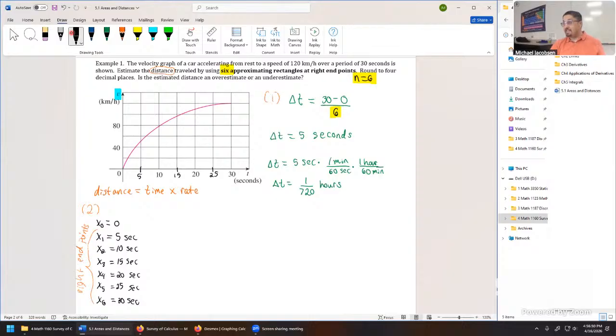So let's start calculating the distance, well, approximating it. The distance, here's our step 3.